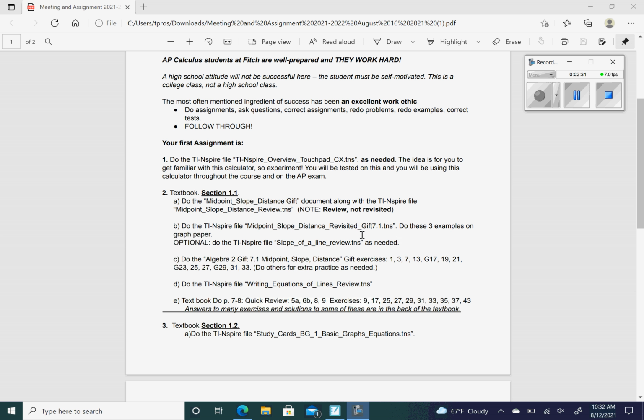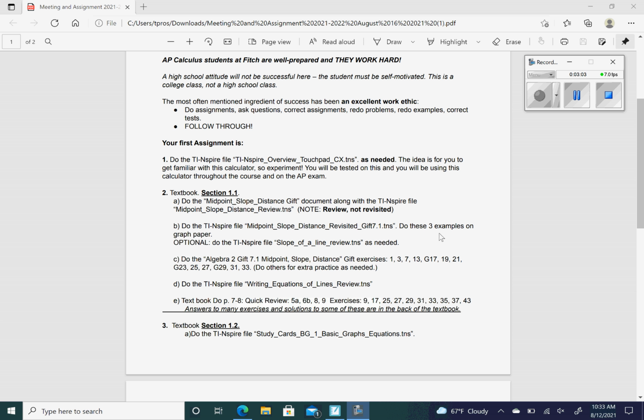The next part is to do the Midpoint Slope Distance Revisited Gift 7.1. So pretty much this summer assignment is just to review slope, distance formula, midpoint formula, Pythagorean theorem, writing equations of lines. I'm also going to introduce, and I have a separate video of point slope form in addition to standard form and slope intercept form of a line, and we'll definitely go over those when school starts.